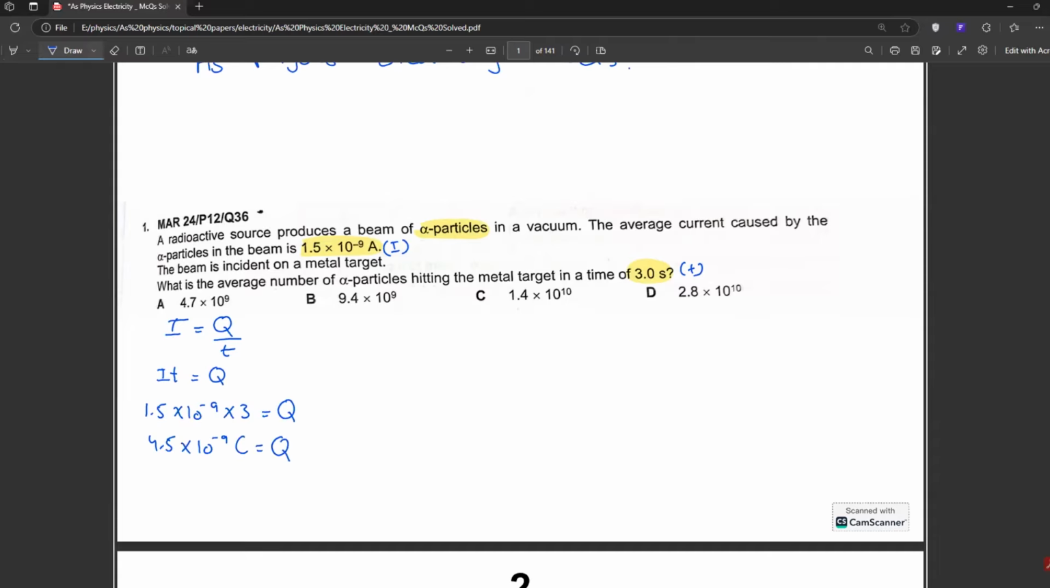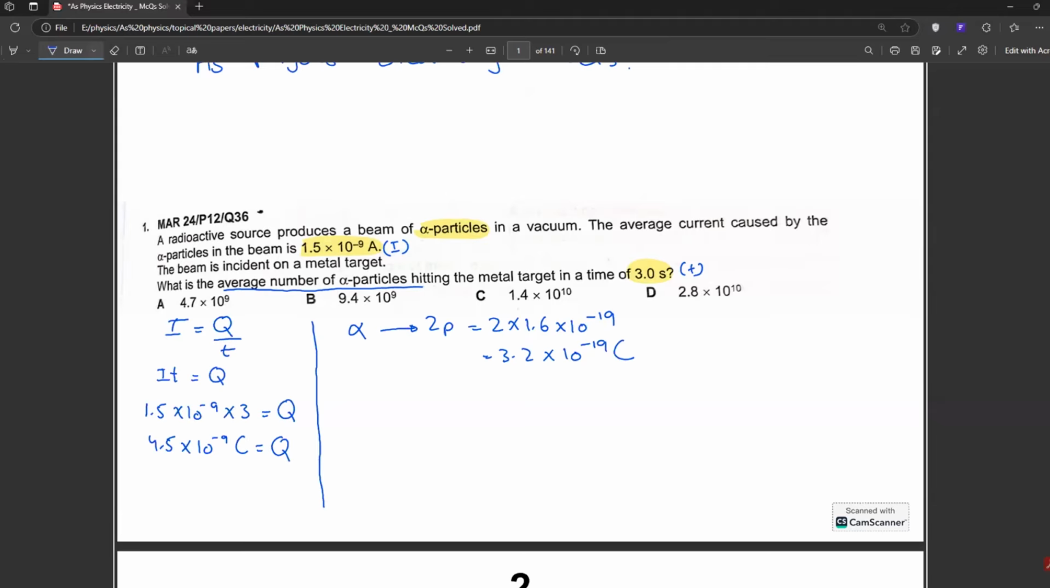This is your charge. Now you don't have to calculate the charge. Instead, you have to tell the number of alpha particles incident on the metal target. So each alpha particle has two protons. What is the charge on two protons? 2 into 1.6 into 10 raised to the power of minus 19. This comes out to be 3.2 into 10 raised to the power of minus 19 coulombs.